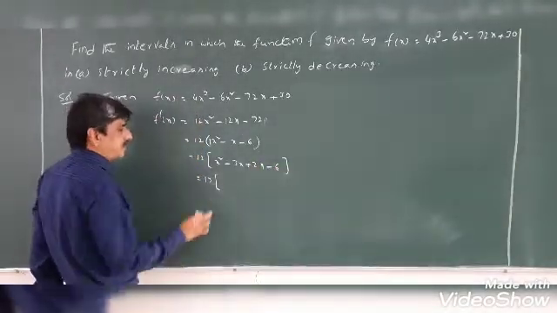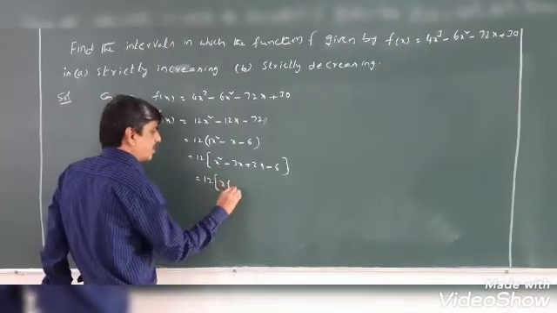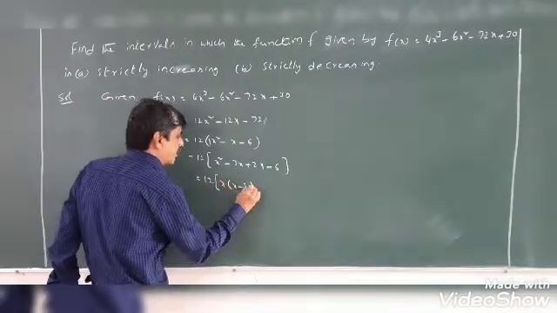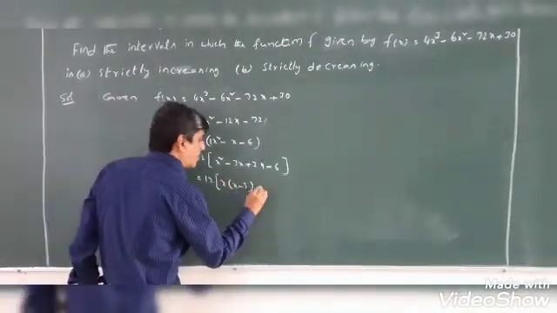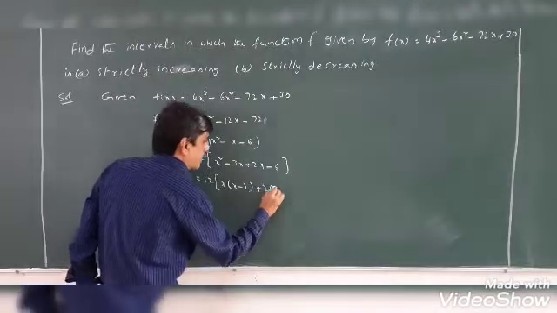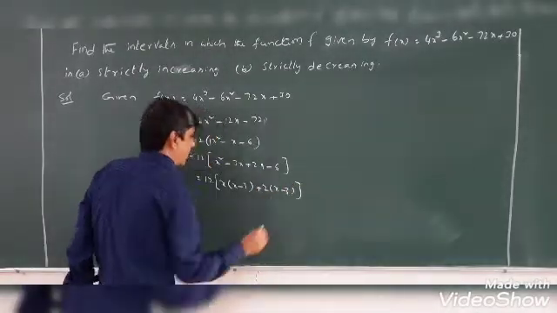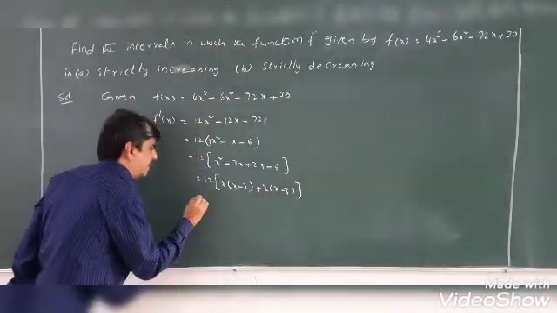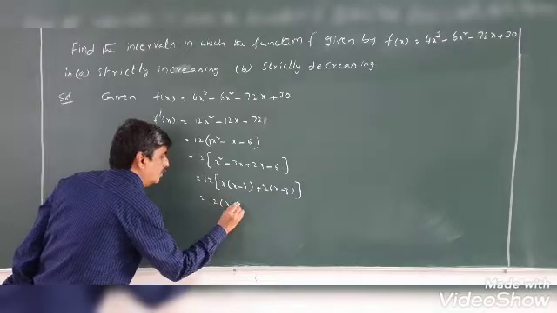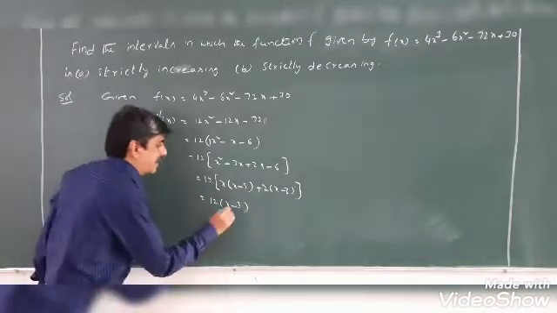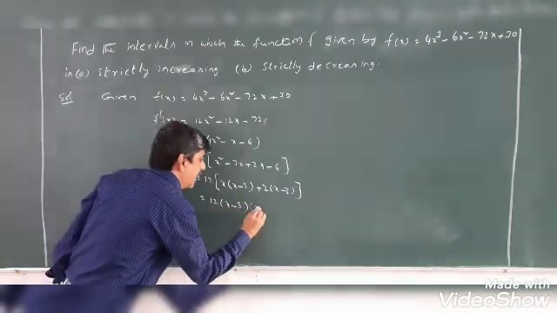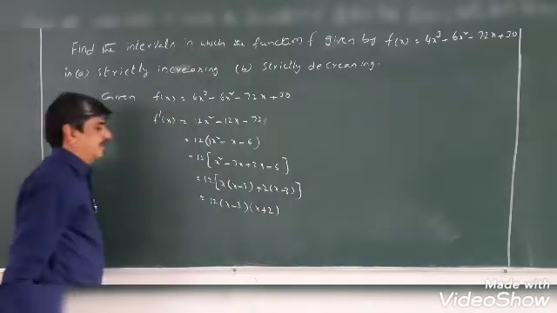12 into common out x from first two terms. So this is x minus 3. Common out plus 2 from these two terms. So it is x minus 3. So here x minus 3, here x minus 3 is there. 12 into common out x minus 3. So remaining is x plus 2.